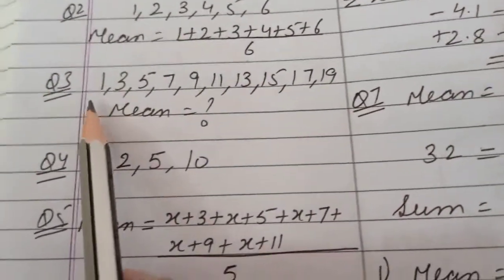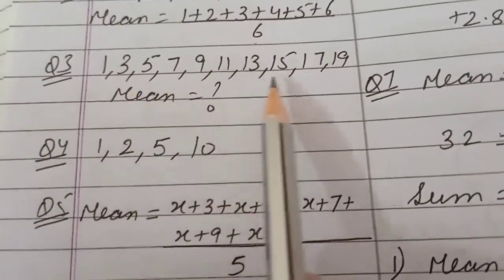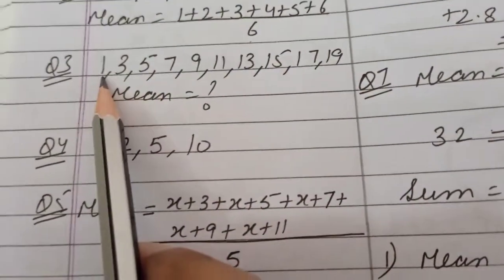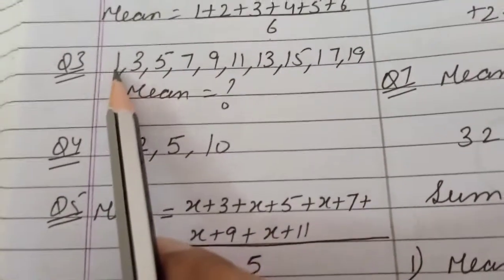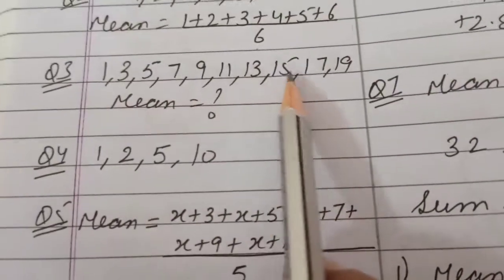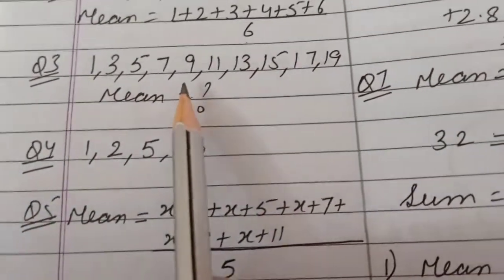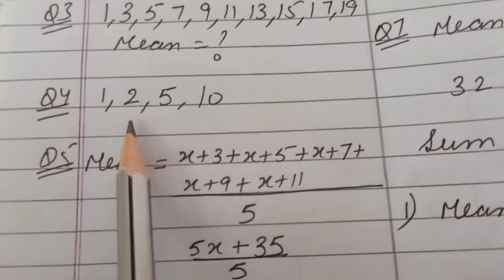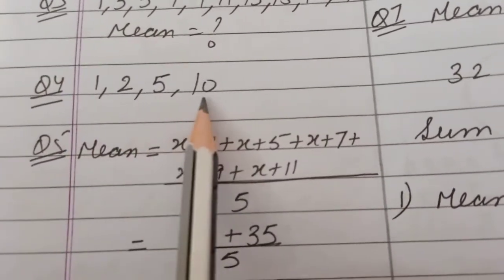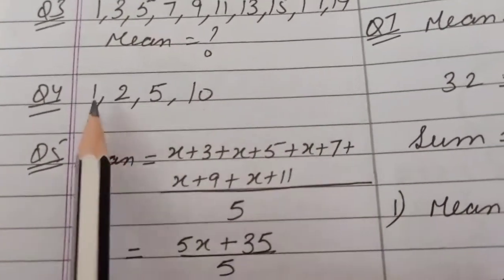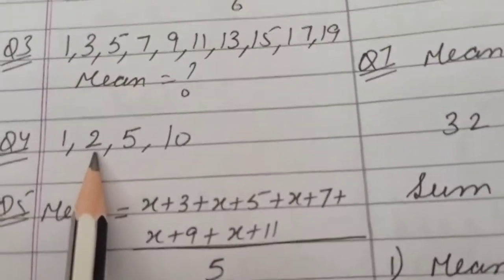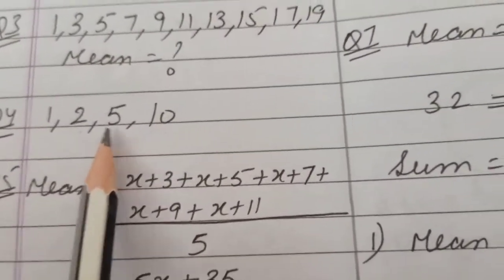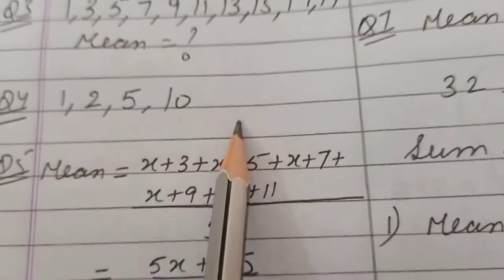Third question, find the mean of the first 10 odd natural numbers. So you can see children, these are the odd numbers. First 10 are there: 1, 2, 3, 4, 5, 6. You know that odd numbers are not divisible by 2. So find the mean of that. Fourth question, find the mean of all the factors of 10. So what are the factors of 10? 1 is a factor of all. 10 can be divided by 2, 5 also and 10 itself. Then you can find the mean.